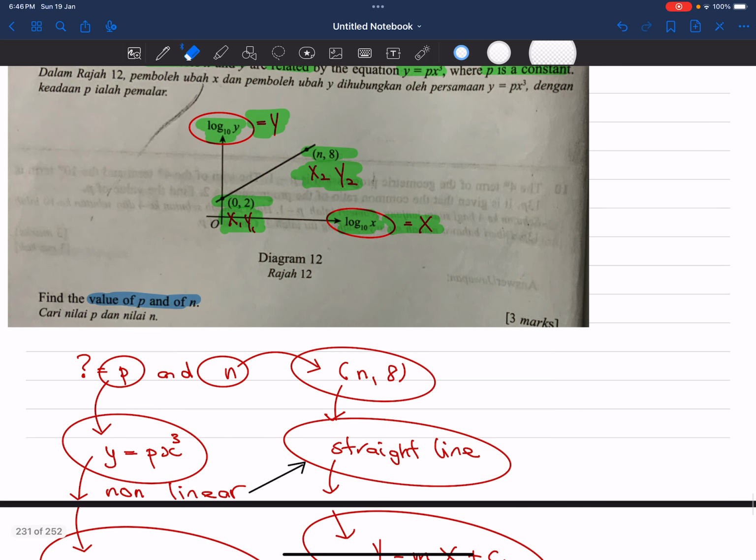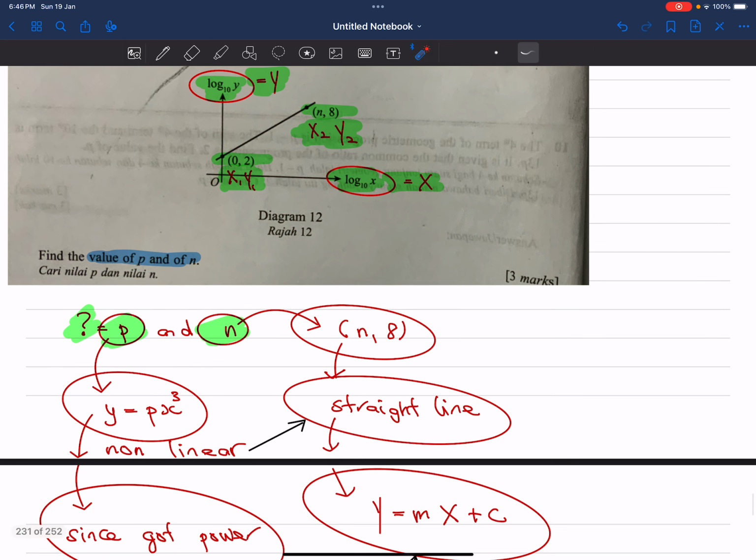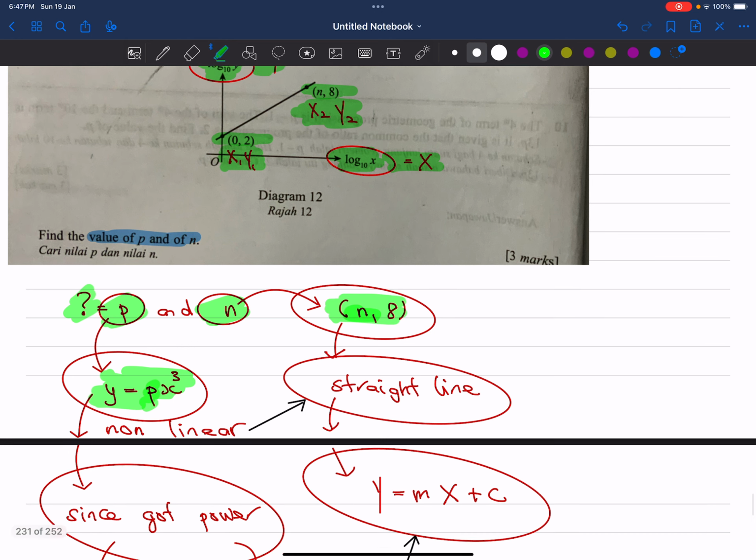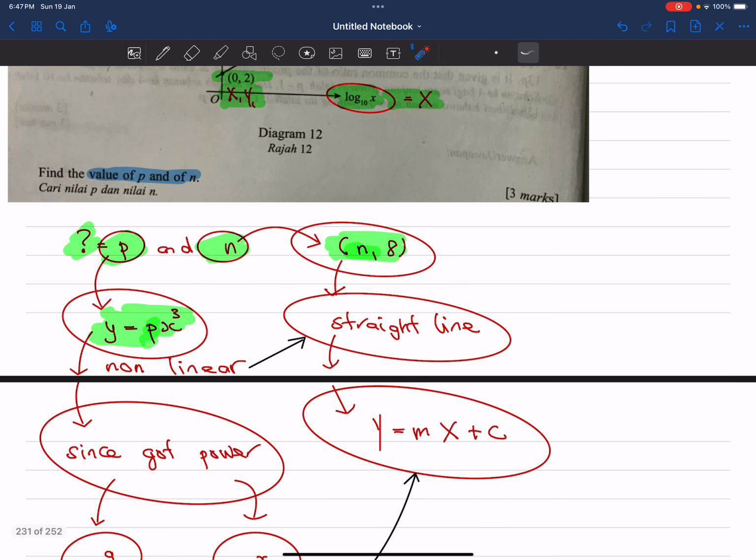So what is the question asking? The question asks to find p and n. As I said, we start from what they ask. They are asking p, so I go to the information involving p, which is y equals p x power 3. They are asking n, so I go to the information involving n, which is the coordinate (n, 8).